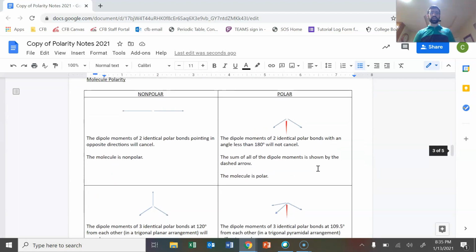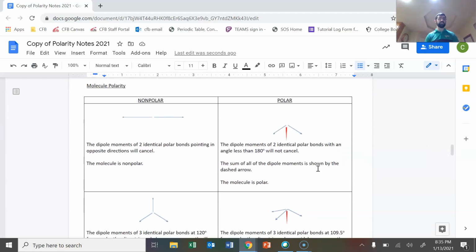So let's go down here and look at some diagrams of some different ways that polarity can manifest itself. So if we have the dipole moments of two identical polar bonds pointing in opposite directions, they're going to cancel out. The molecule will be nonpolar. This is a linear molecule. If we have a bent molecule like this, the dipole moments, you see that they're going down at an angle.